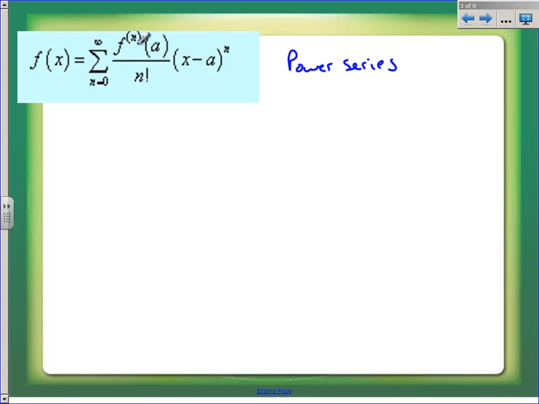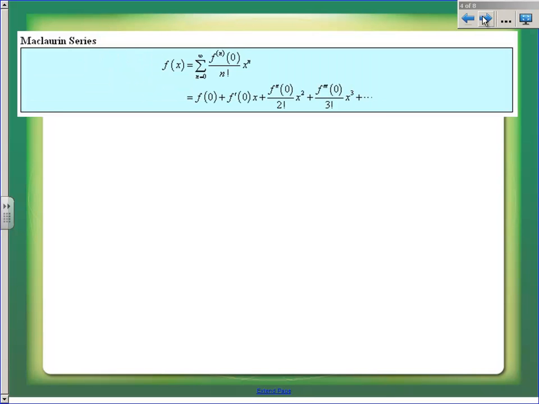The n in parentheses up here means the number of derivatives you take. So like if there was a 4 here, it would be the fourth derivative. All right, now a Maclaurin series is a special kind of Taylor polynomial. It is always centered at 0.